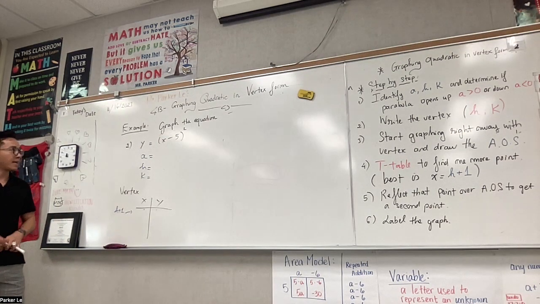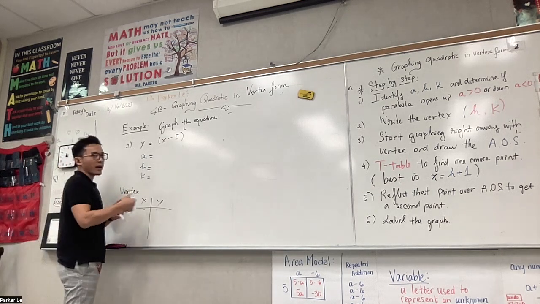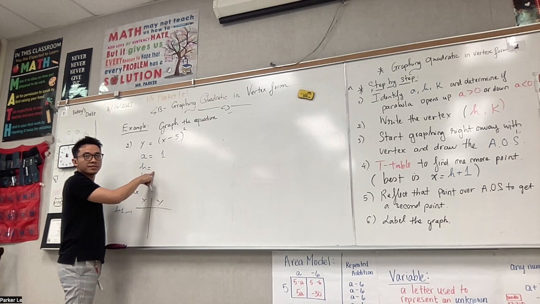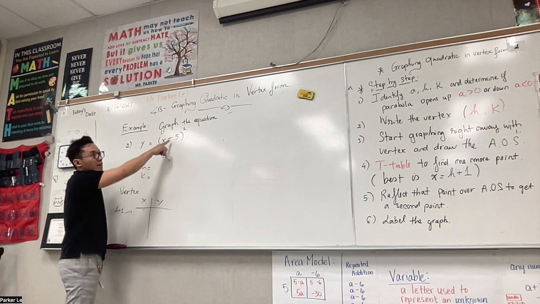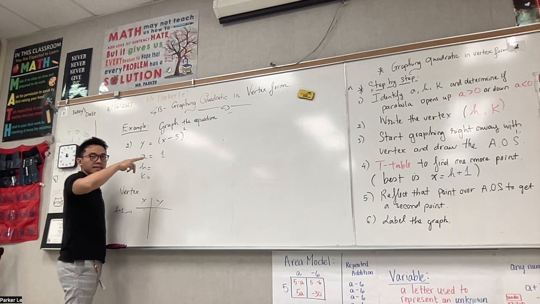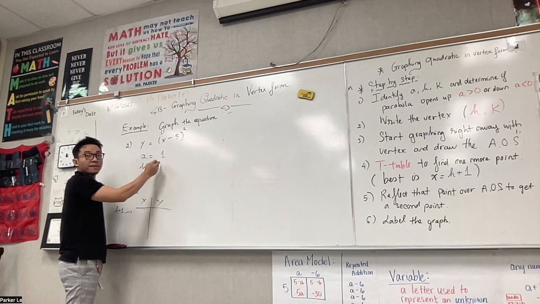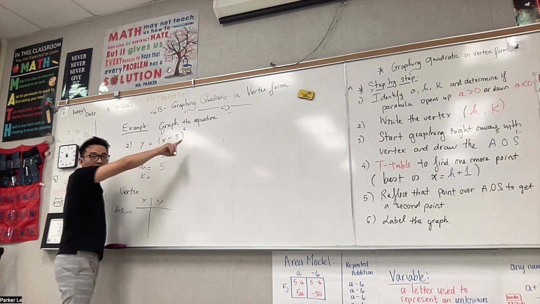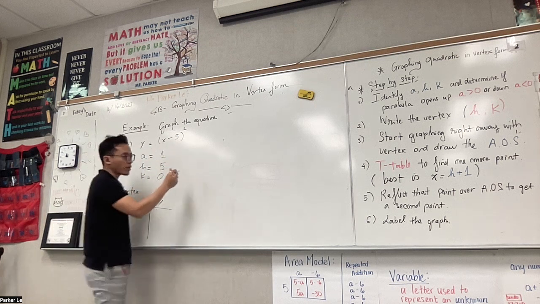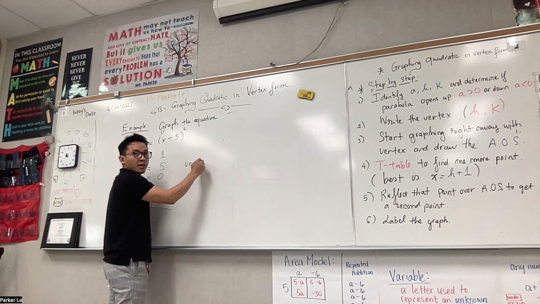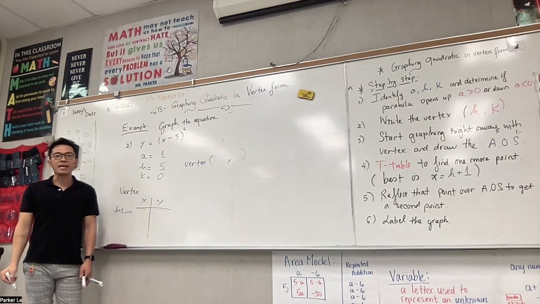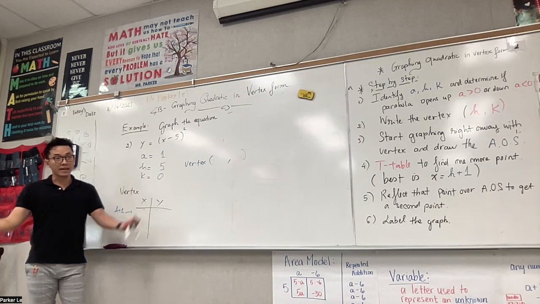Can someone help me with the a, h, k? What is a? 1. All right, Fernando, go ahead. What is h? You want the number inside, with the sign. Positive. Very good. What is k? 0. You don't see anything right here, right? That's 0. Very good. So what is the vertex? Fernando, what is the vertex? h and k, right there. h and k, 5, 0.